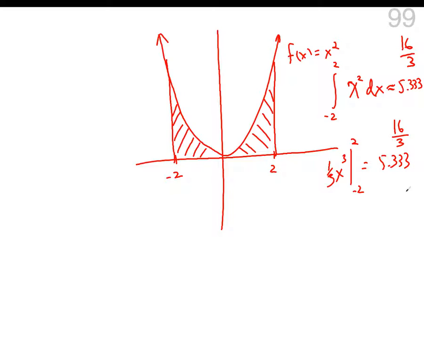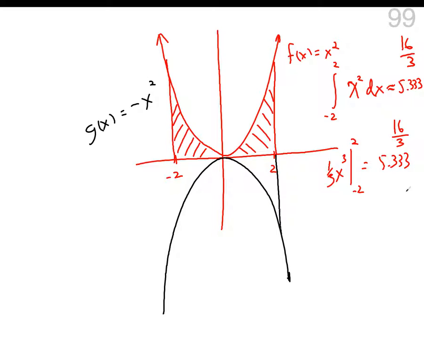Now let's change it. Instead of doing x squared, let's make g of x the opposite of x squared. What is that going to do to the graph? Flip it. Flip it over the x-axis. So we're going to get something that looks like this. And now we're going to have a region down here. So this would be the integral from -2 to 2 of -x squared dx. Go ahead and do that one for me.